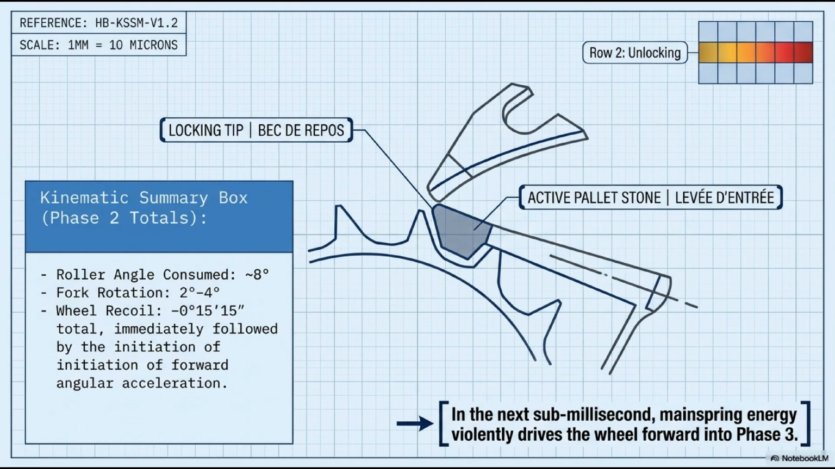The three key measurements: roller angle consumed approximately 8 degrees. Fork rotation 2 to 4 degrees. Total wheel motion minus 0 degrees 15 arc minutes 15 arc seconds, the combined geometric and dynamic recoil, immediately followed by the initiation of forward angular acceleration. Focus on the transition statement at the bottom. In the next sub-millisecond, mainspring energy violently drives the wheel forward into phase 3.